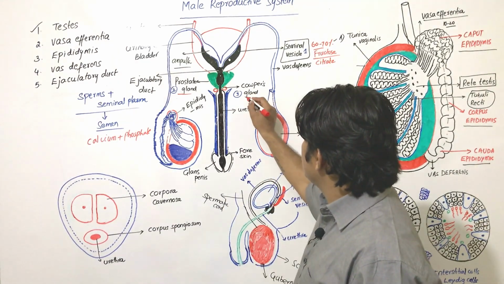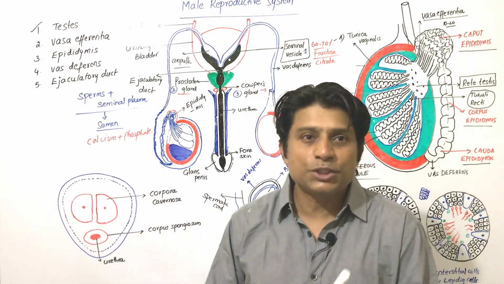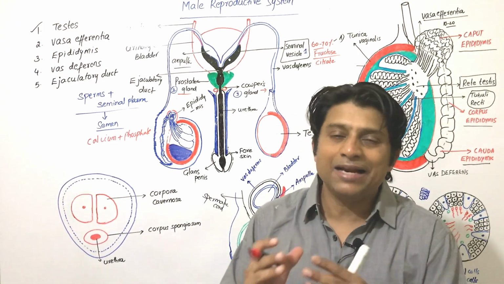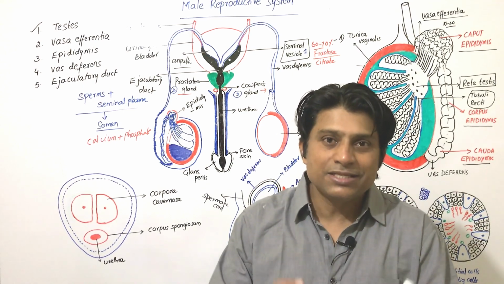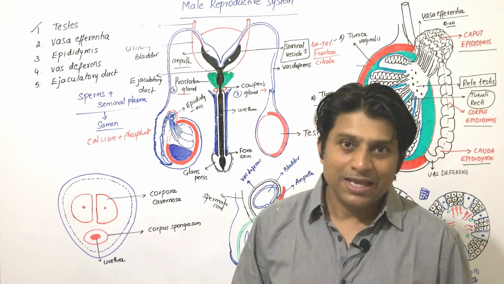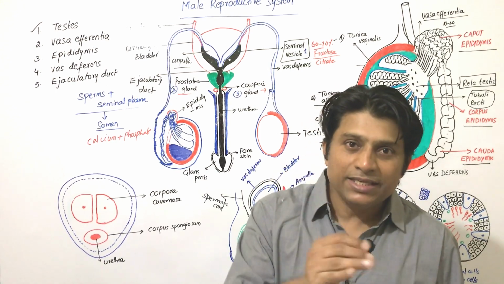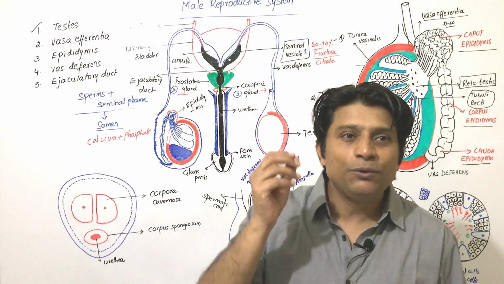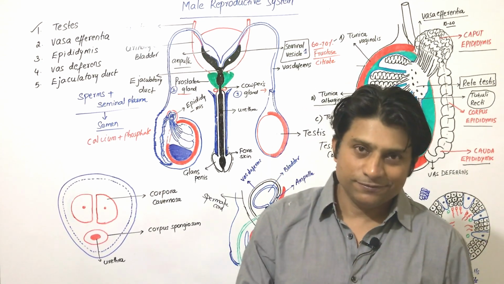We have last Cowper's glands. Cowper's glands are also known as bulbourethral glands. The secretions of Cowper's glands or bulbourethral glands are alkaline. They are responsible for neutralizing the acidity of urethra and also lubricate the penis.